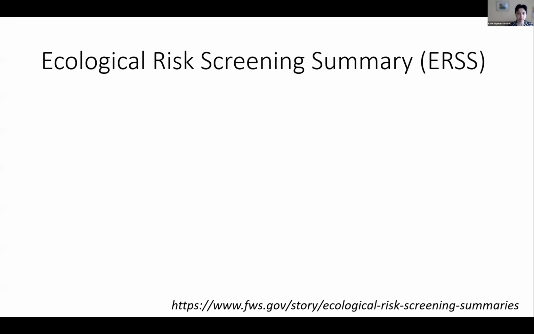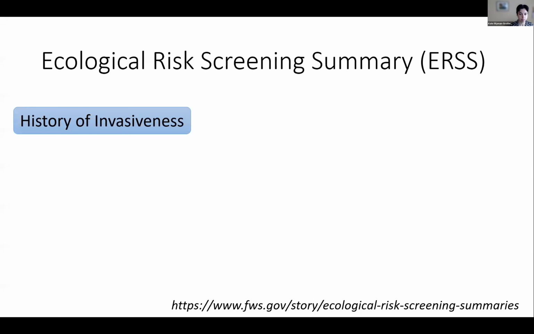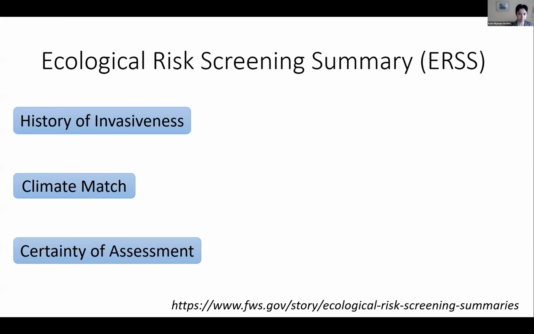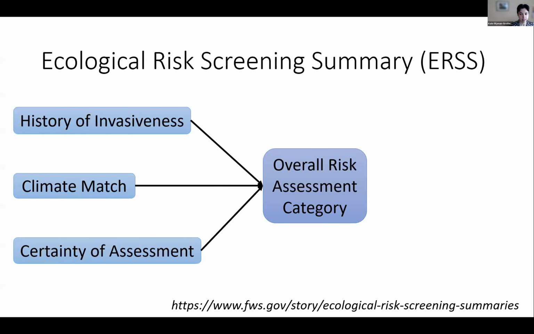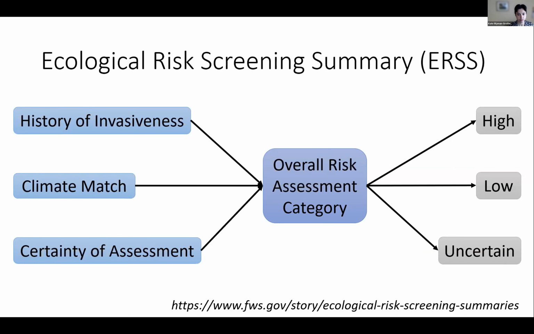So as I mentioned before, the service's tool for rapid risk screening is the Ecological Risk Screening Summary, or ERSS. The ERSS classifies risk based on information on past invasive behavior from the literature, climate similarity to the contiguous United States, calculated again with RAMP, and the credibility and reliability of information for performing the screen. The primary output is a categorization of species as high, low, or uncertain risk.